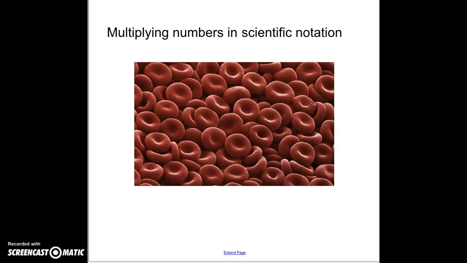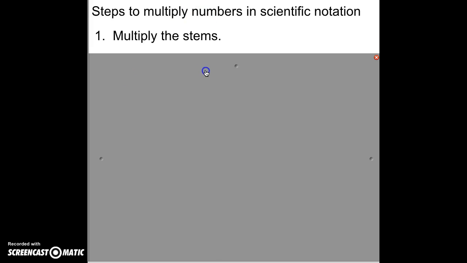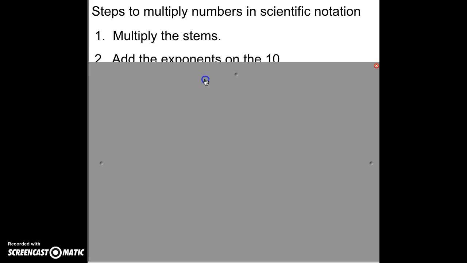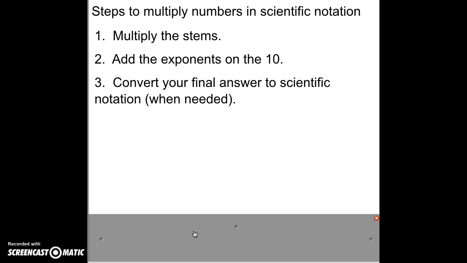The steps to multiply numbers in scientific notation. Step 1. You need to multiply the stems. Remember, these are the parts in front of the times 10 to whatever power. After you multiply the stems, you're going to add the exponents together. Tonight we're not going to have to worry as much about this step, but eventually we're going to have to make sure that our final answer is in scientific notation form.